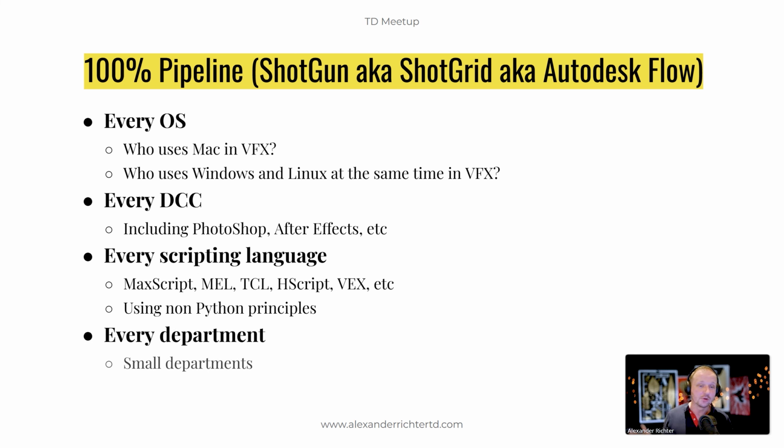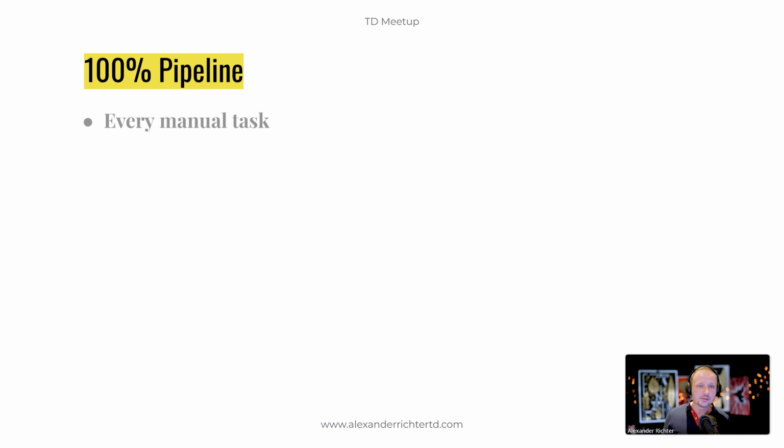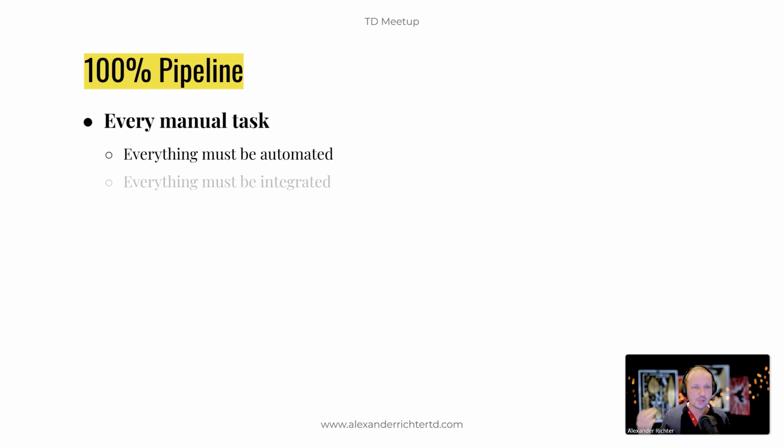They want to include every department, even small ones. And every manual task has to be automated and integrated, basically. They try to cover everything. They throw a net and try to include everything that they can put in there. And that creates a lot of these extra things.